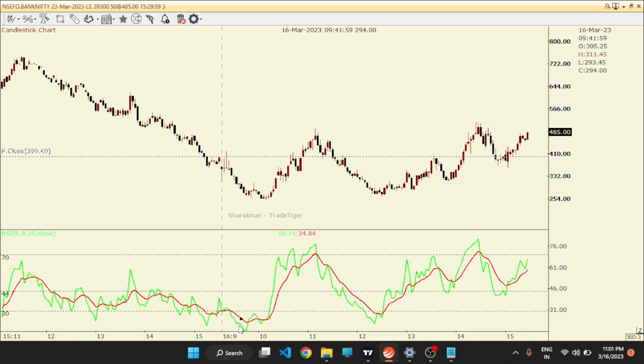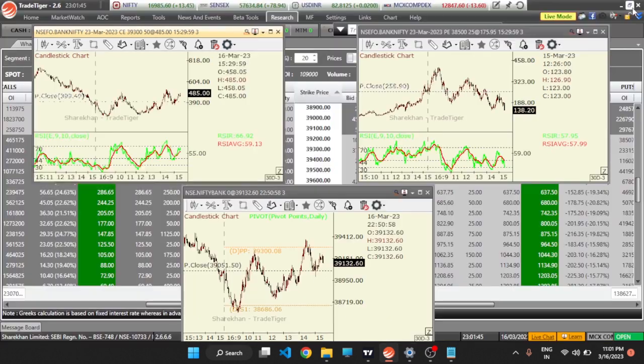And this is the call option. In the call option, we got 3 entries, in which one hit our SL, and the other 2 gave a good return. After this, it is the same on the call side as well as on the put side.